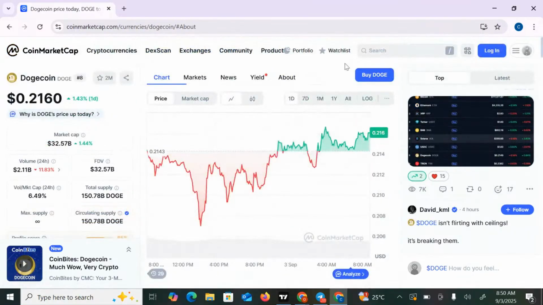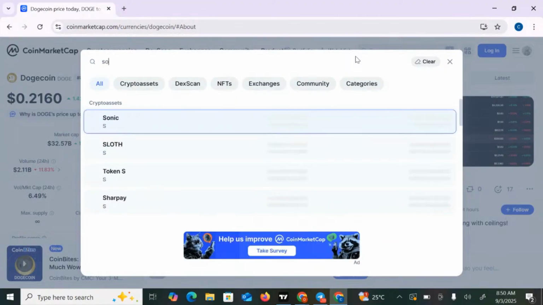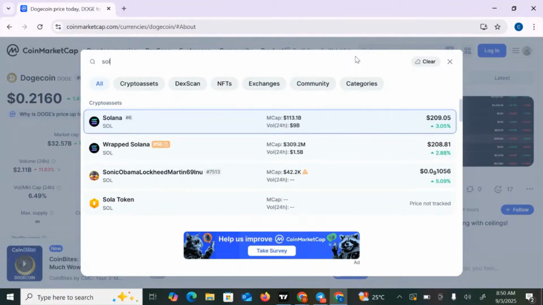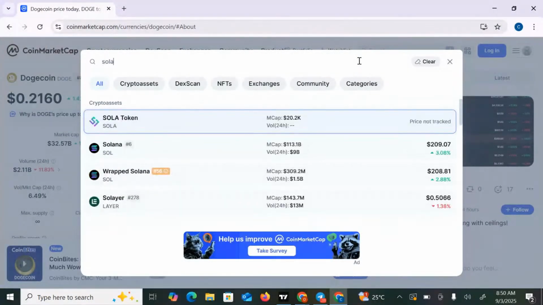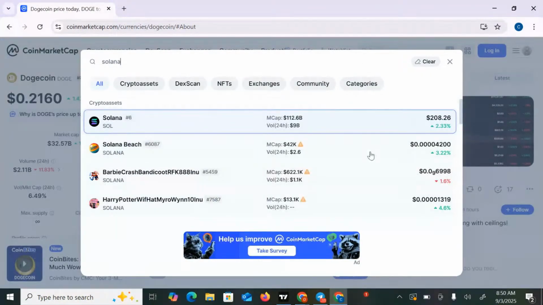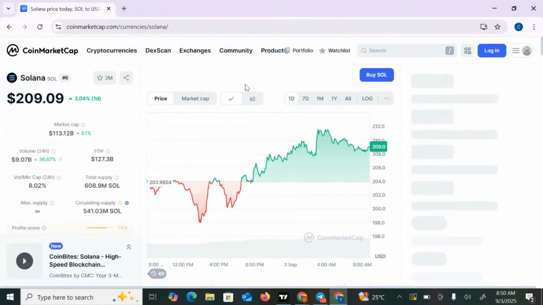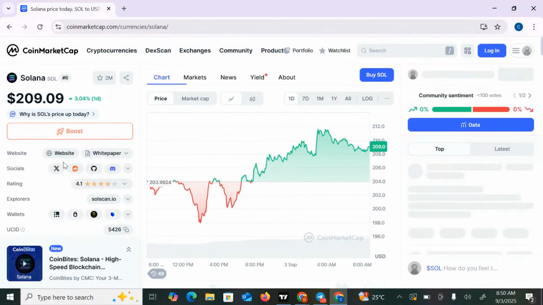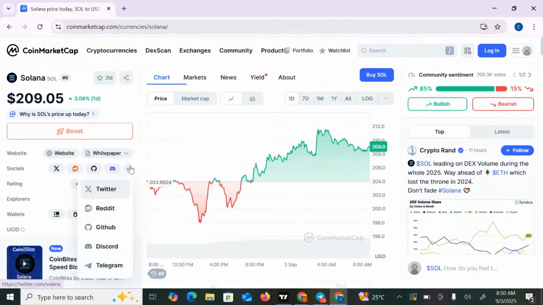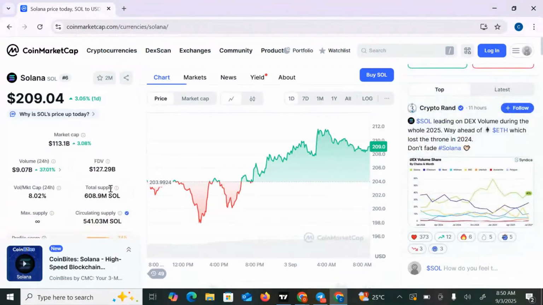Okay, but I still want to check another coin, maybe like Solana now. Solana. It has shown me Solana. You understand? This is how to use CoinMarketCap. You can see the price of Solana and all of that here. Solana community, Twitter, everything. They're even on Telegram. You can follow them on Telegram, Discord, Twitter, all of that. We're getting news. See people talking about Solana.